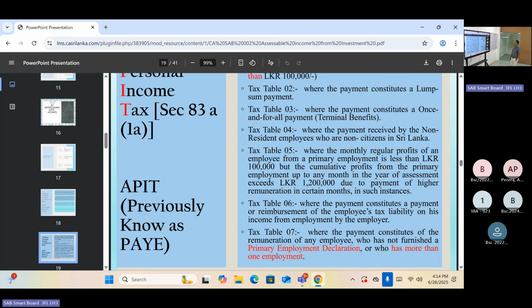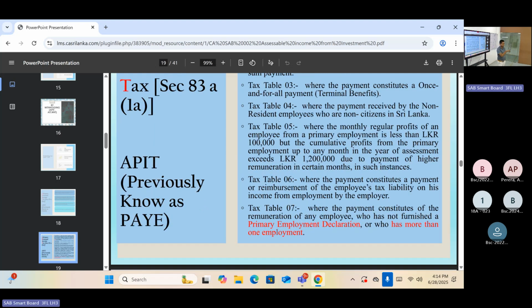Table 7 is secondary employment. If an employee can it happen? Yeah. In such a case, Table 7 needs to be applied and tax should be given. If the employer correctly applies the table and deducts tax, then the total tax liability is exactly calculated as the employee's deducted liability. Right?